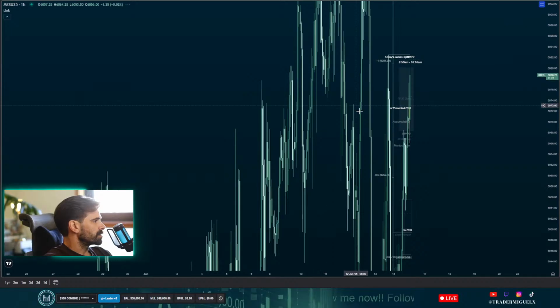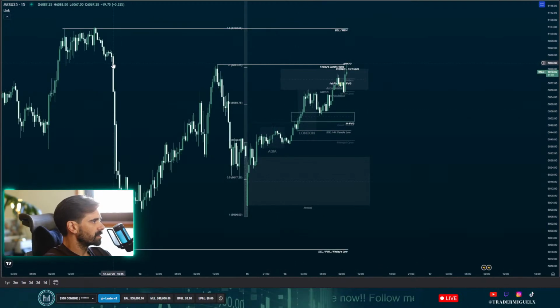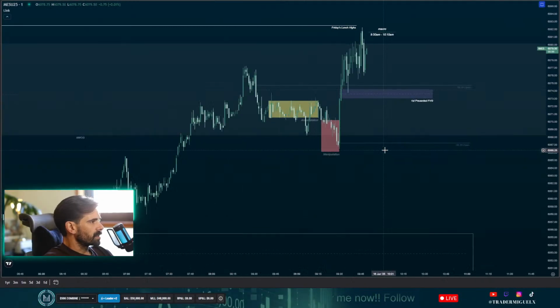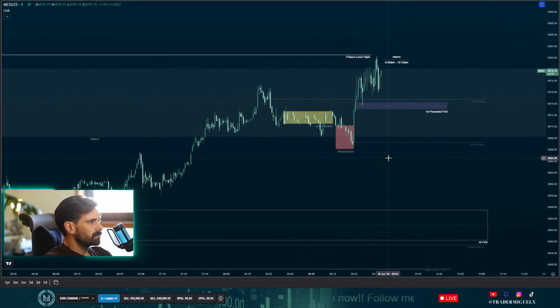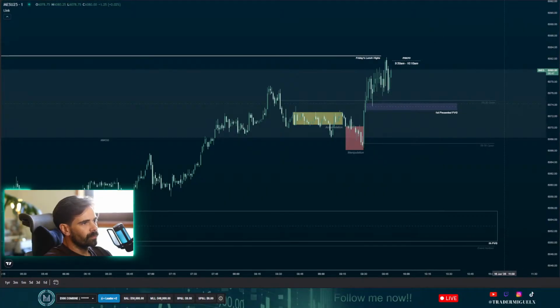Let me just check here the 1 hour. Yeah, we are inside the upper fair value gap. This is a big one, but we are relatively near the top of it. We don't have anything here, we just have the rejection block. Yeah, it's still kind of tough. Nothing clear to me so far.